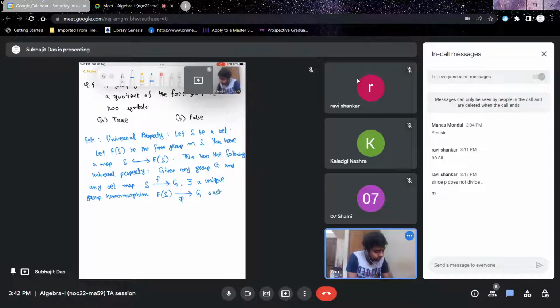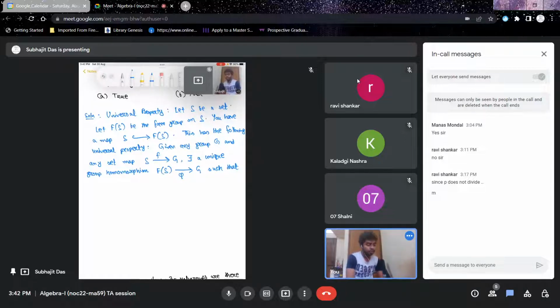such that a particular diagram, a particular triangle, commutes. In other words, you have this equality of composition: you have F of S going and S coming into F of S. So phi composed with I, sorry, let me call this I, is equal to F. So this is what the universal property of the free group is, right?